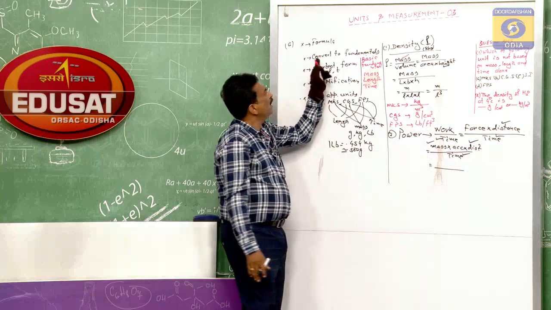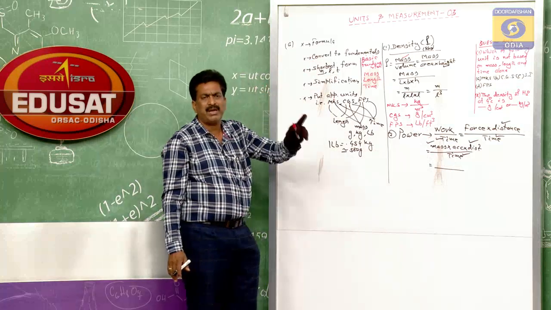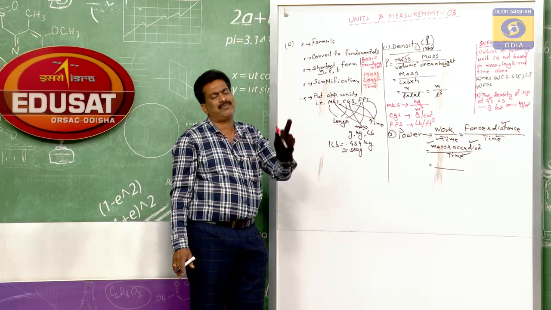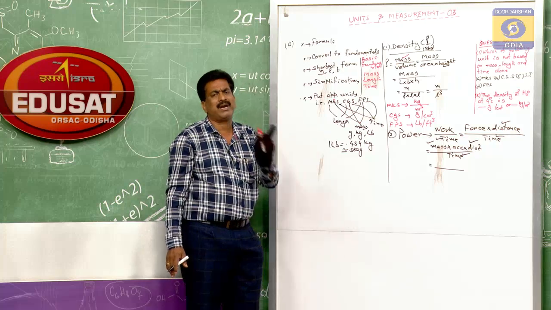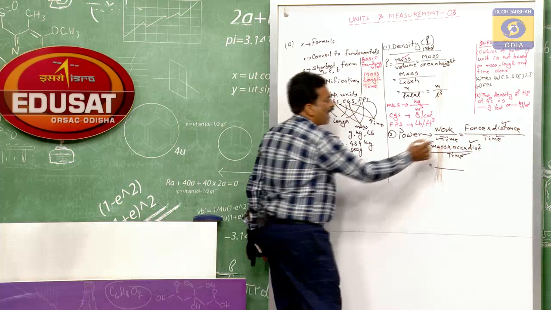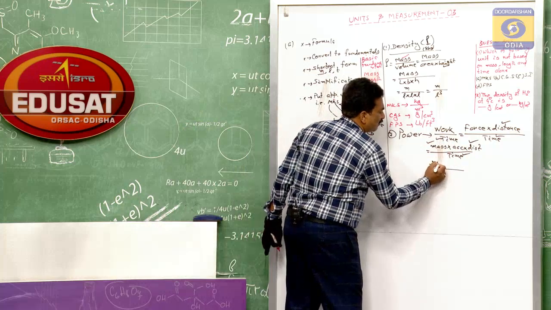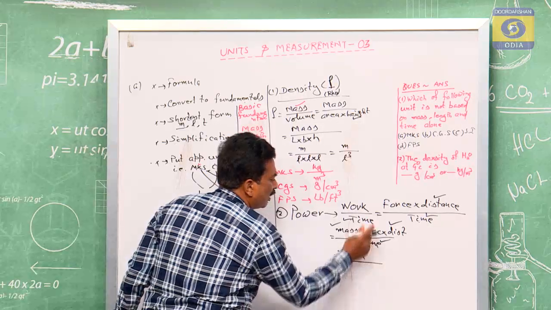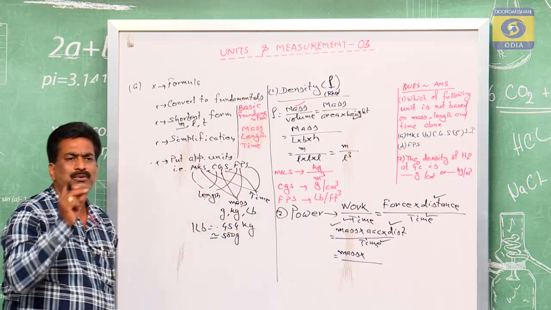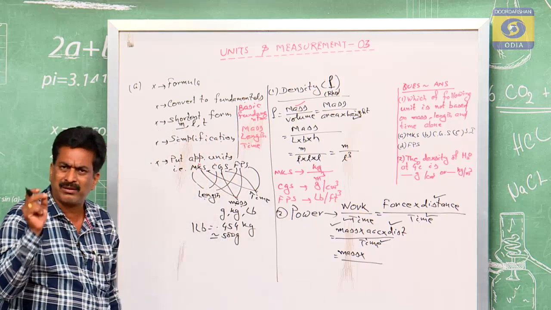In the second step, you have to proceed till each and every term of that formula is converted into the fundamental. So acceleration is again not in the fundamental, so you have to convert it. Then what do we have to do? We have to write the formula behind acceleration.